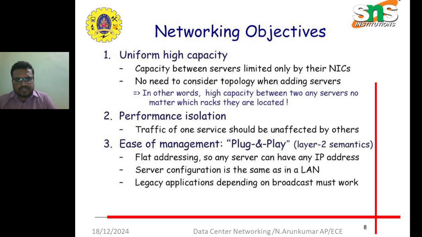Networking objectives: uniform high capacity, performance isolation, ease of management, plug and play. So these three factors are assigned for the networkers so that they are able to match or catch the information to the users without any type of modification, and they are passing the data to the receiver without any modifications.